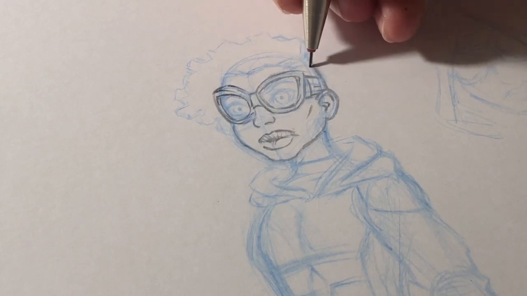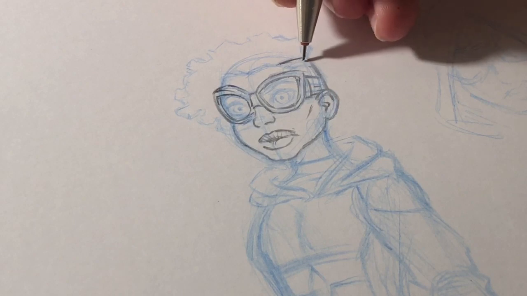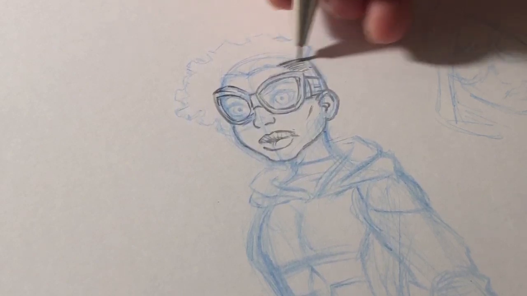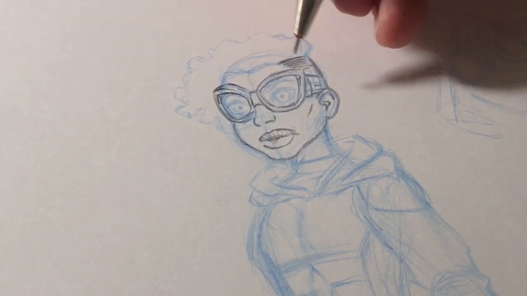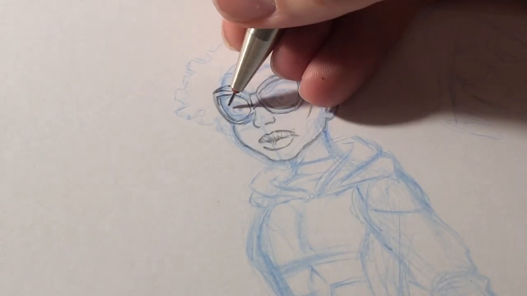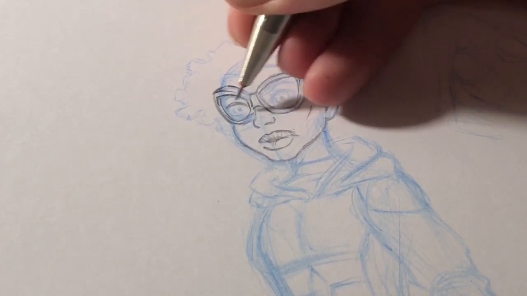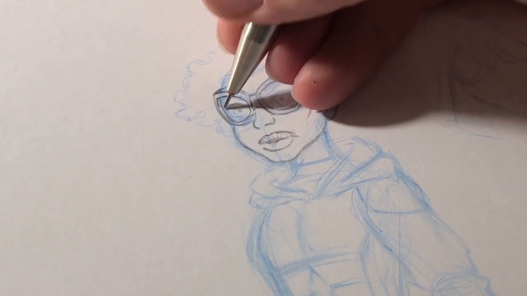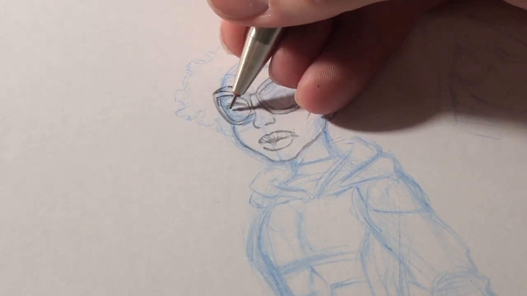Then when you want to do a fade in from your hair, you make a straight line there where it comes in, and you just do some lines getting lighter and lighter as they go along. There we go. Make sure you get her eyelashes in, because she might be a tough girl, but she's still very feminine.